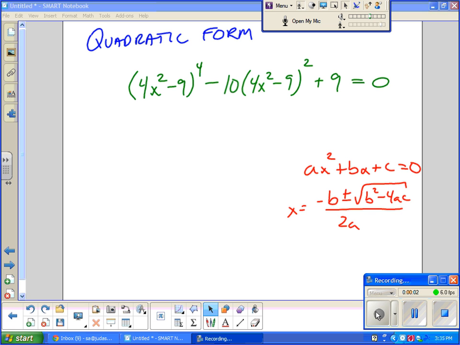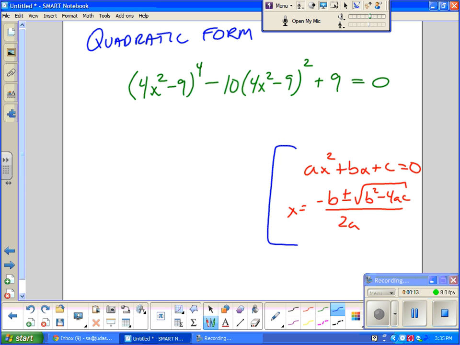Okay, so what we're talking about here is quadratic form. And I put a problem on the board that is in the quadratic form. And again, we remind ourselves that the quadratic equation is right here. We're going to end up using that. That's ax squared plus bx plus c equals 0.